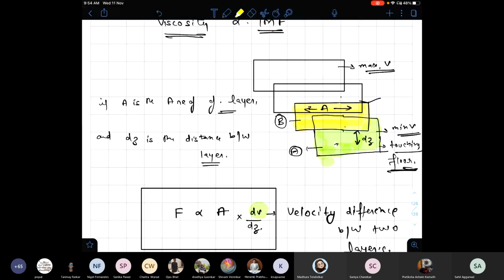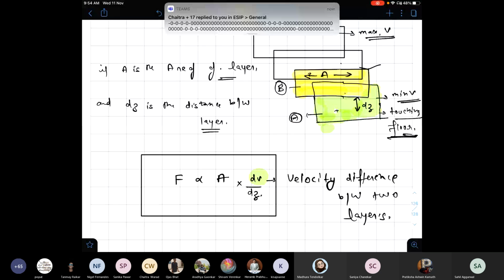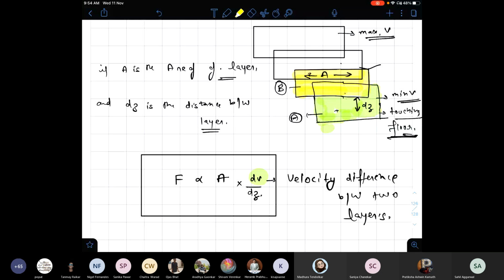Okay, if you take honey and water, then honey will not be able to move, but water can move. That is called viscous force.